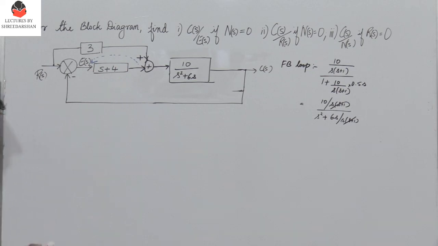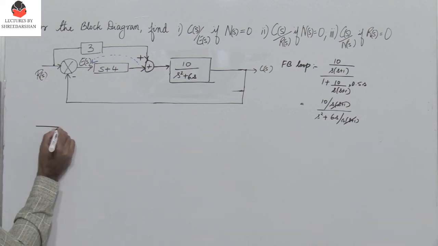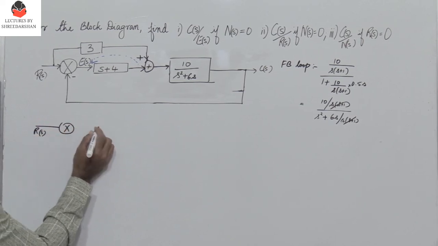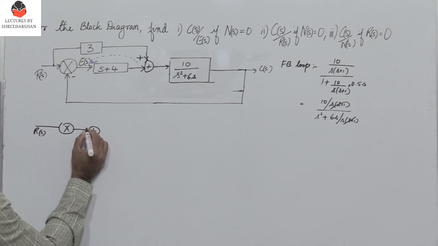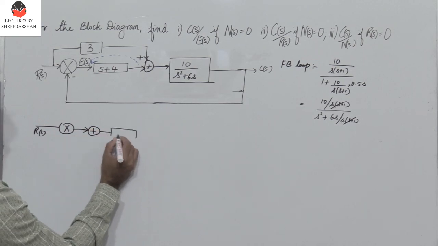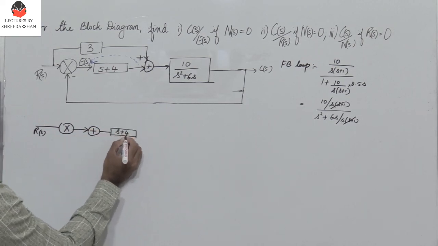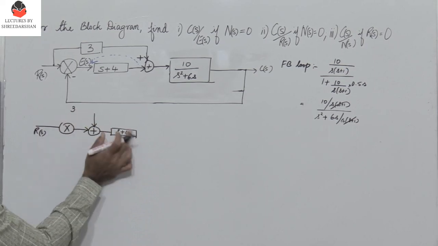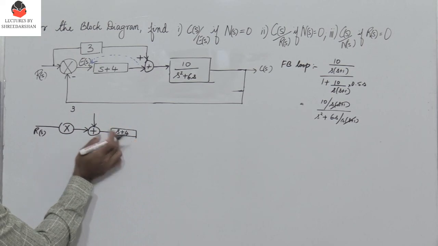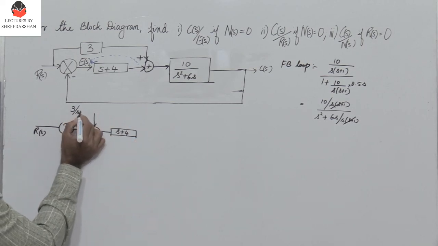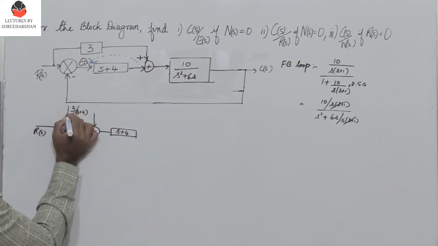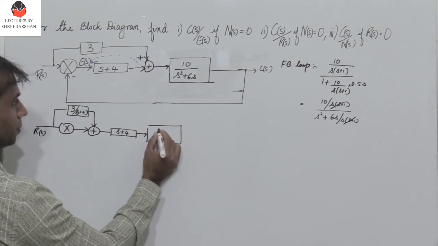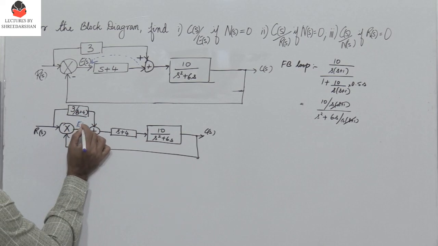Let's see what happens. So we have R(S) and then I have the summer here and then I have S plus 4 and then we have 3. So 3 is getting multiplied with S plus 4, so I need to divide 3 by S plus 4. So the remaining part of the block diagram remains the same. To be observed, this is E(S).